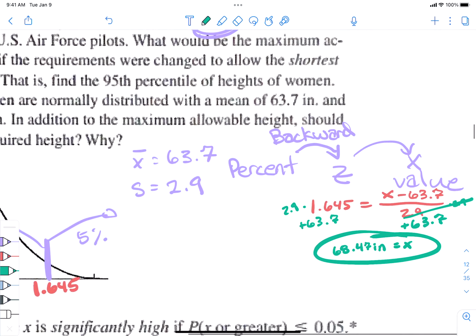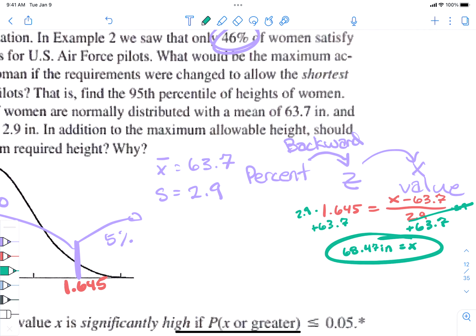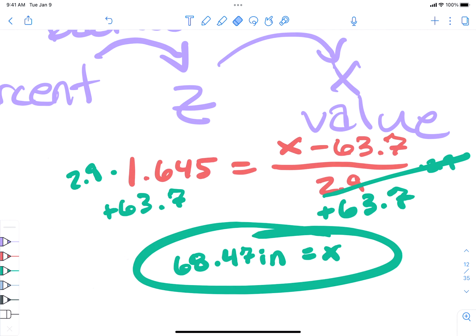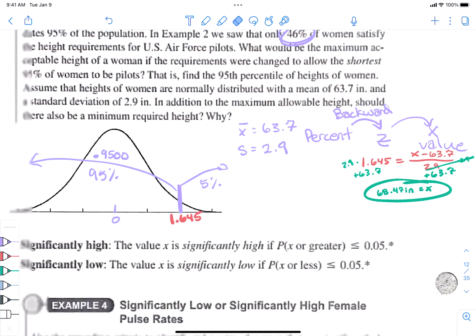So if we choose to, rather than going all the way up to 77 inches, cut off the top, like the tallest 5% of women, and say you guys are knocked out, now the upper limit is 68.47. Does that make sense? Anybody have questions? So we multiply 1.645 by 2.9, yes, and then add the 63.7. You're just unwinding the right side. Good? Happy with that?